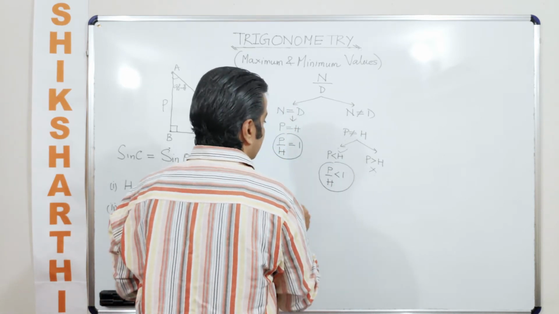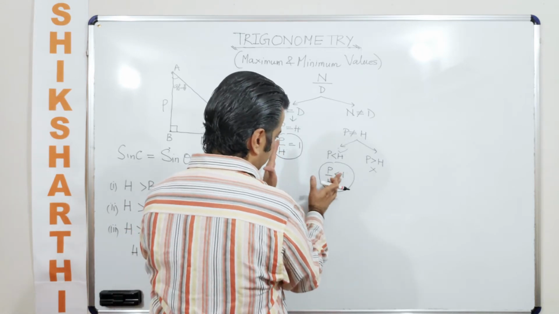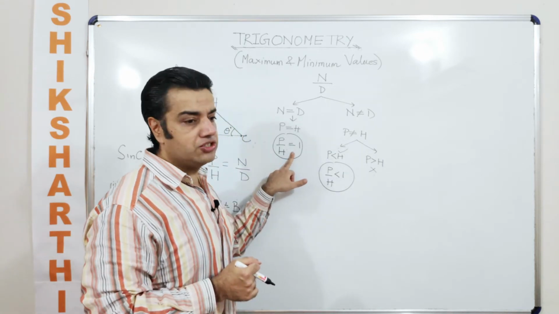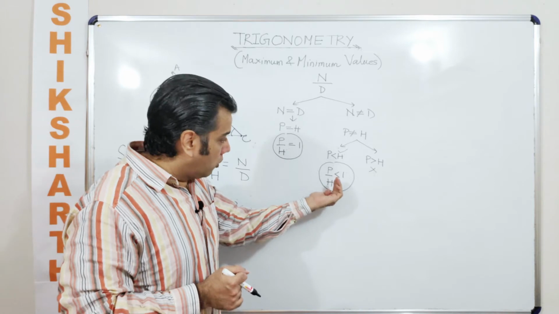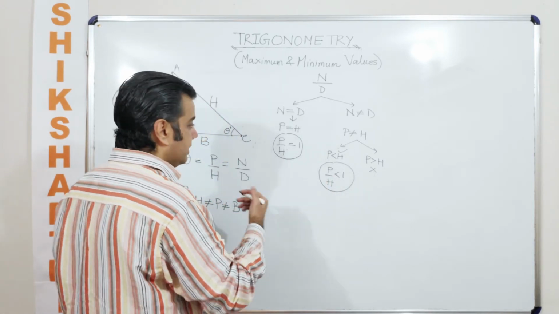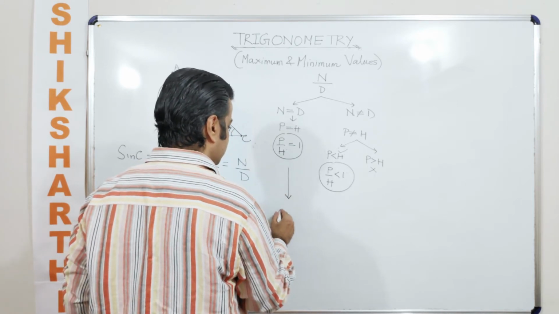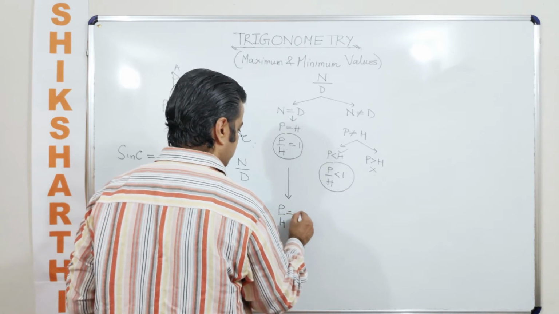Now the next point is what are the different values that I can take. If I club both these discussions, the maximum value of P by H is equal to 1, or it is lesser than 1. Now if I see the negative value, accordingly I can say the negative value here of P by H is equal to -1.